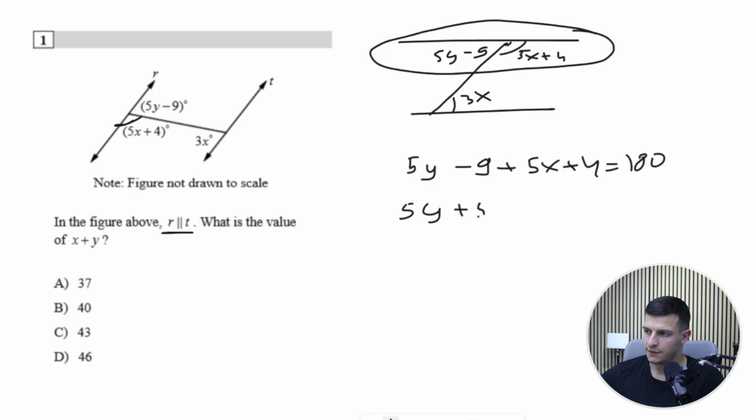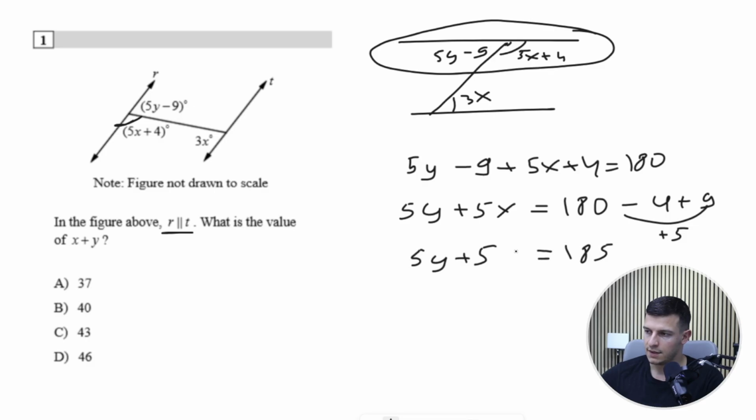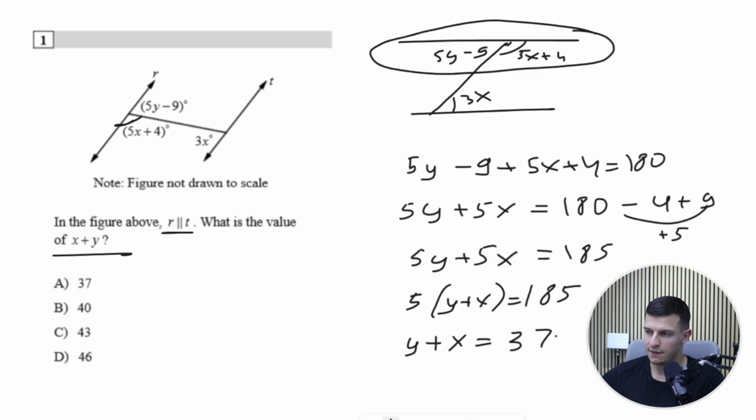So 5y plus 5x, and let's move the numbers to the other side. 180 minus 4 plus 9. This part is just plus 5, so 185. So 5y plus 5x is equal to 185. Now, as you can see, we're looking for x plus y. So I can factor out 5 from here. 5 times y plus x equals 185. And divide both sides by 5. That's going to be y plus x equal to, I want to say 37. So the answer is going to be A.